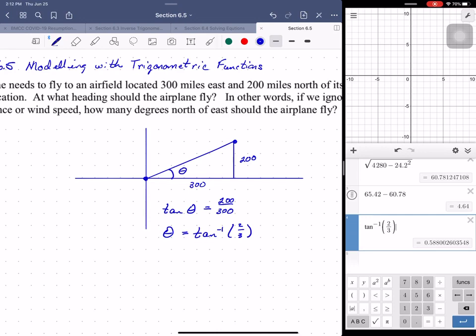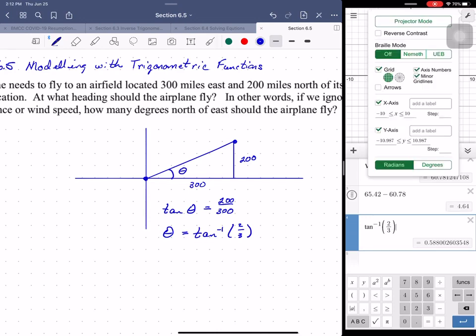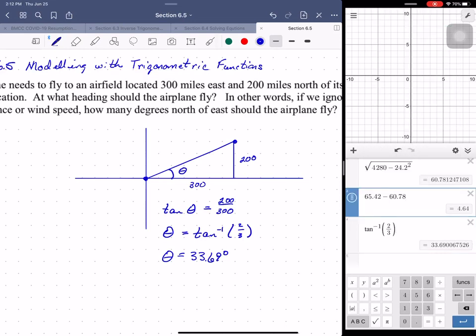.588 radians, but here's the kicker. Our compass is not marked in radians, our compass is marked in degrees. So we want our answer to be in degrees. So 33.69 degrees. You need to tell the pilot which way you're going, and that is north of east. That's not so bad. All right, let's try another one.